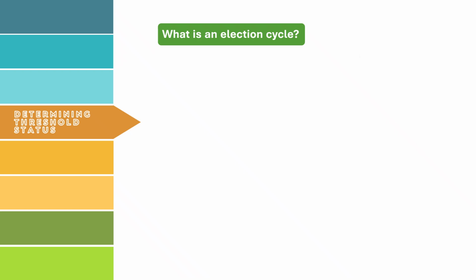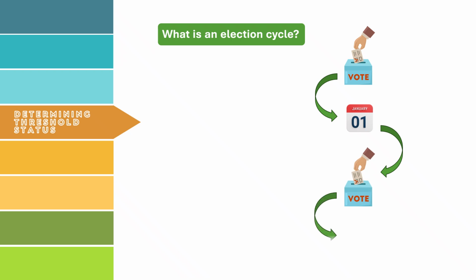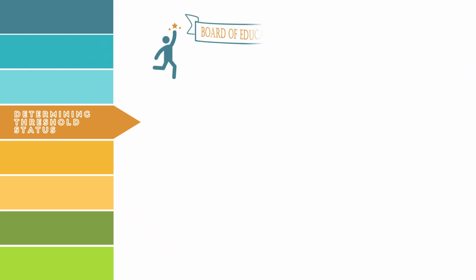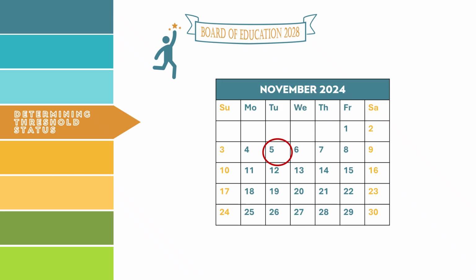For candidate committees, an election cycle is the period from January 1st after an election for a particular office until December 31st after the election for the next term of the same office. Here's an example. Say you're running for a 4-year Board of Education seat in 2028. The last election for that seat was November 5th, 2024. So your election cycle would be from January 1st, 2025 to December 31st, 2028.